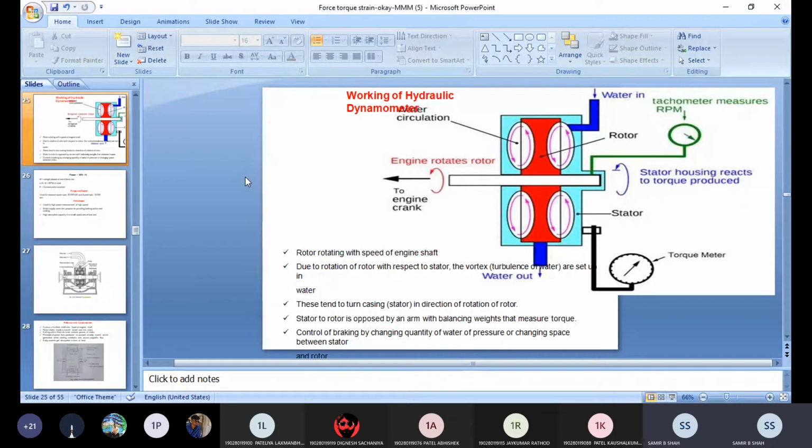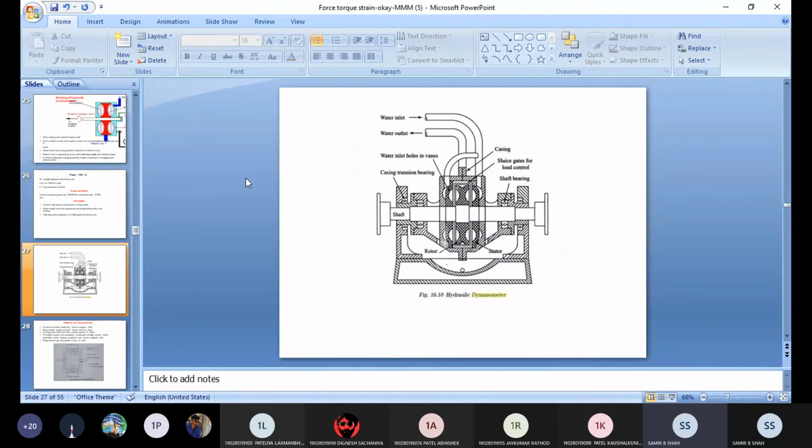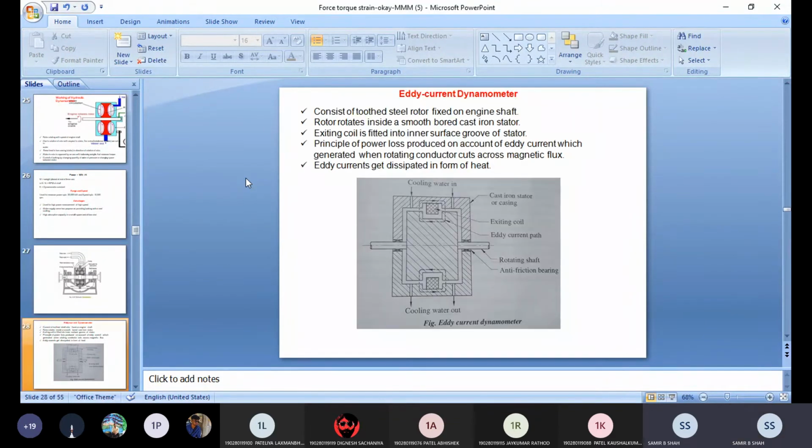This type of dynamometer may be made in considerably larger capacity than the simple Prony brake, because the heat generated can be easily removed by circulating the water into and out of the housing. That you have to remember. So that is the good advantage if we consider the hydraulic dynamometer. We just see the cross section of hydraulic dynamometer.